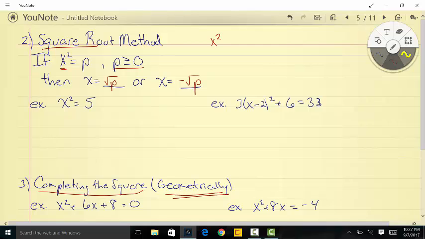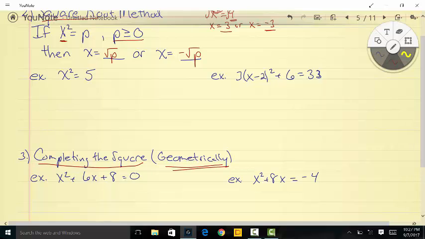Previously in our lecture notes we talked about x squared equals 9. Well, when we square root this, we get two answers. X could equal 3 or x could equal negative 3, because both of these numbers, 3 and negative 3, when you square them, give you an answer of 9. So that's the basis of the square root method.